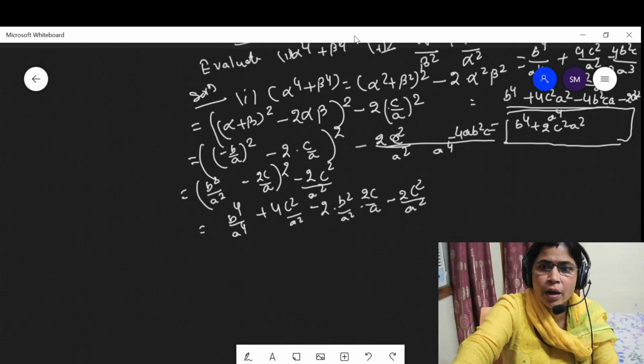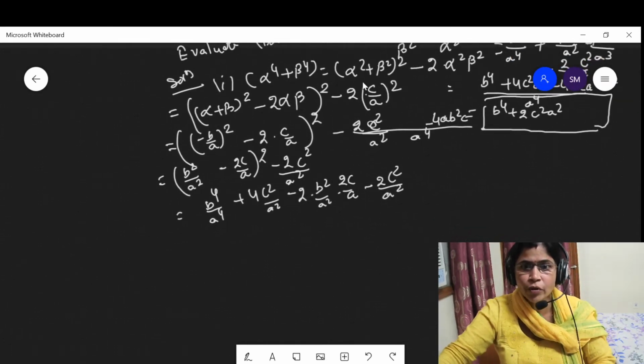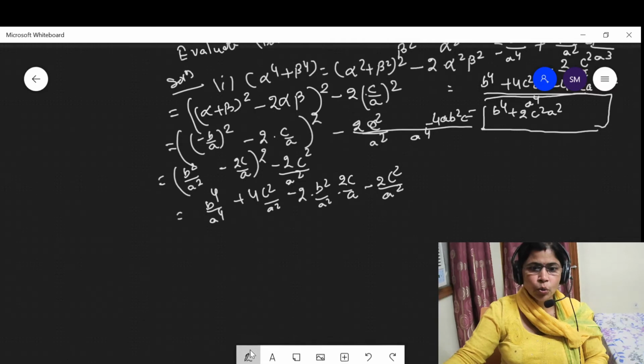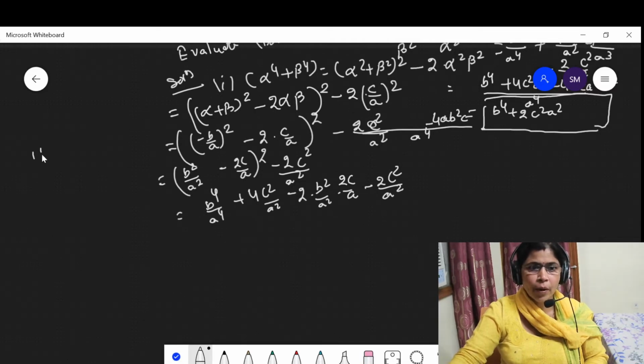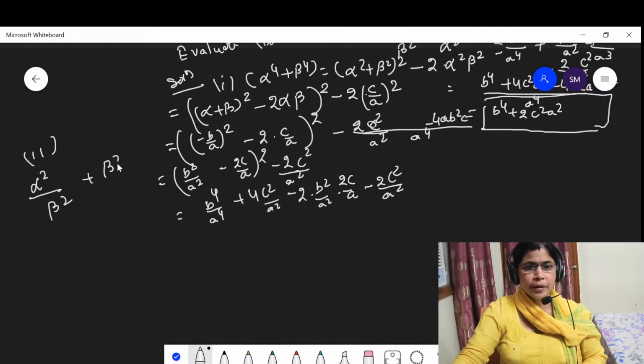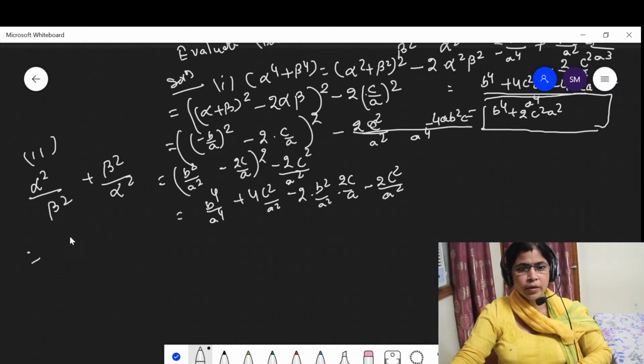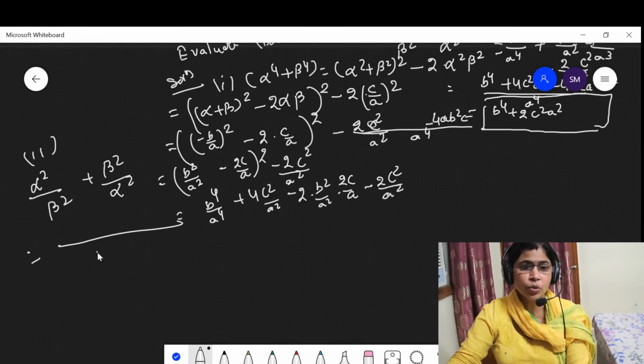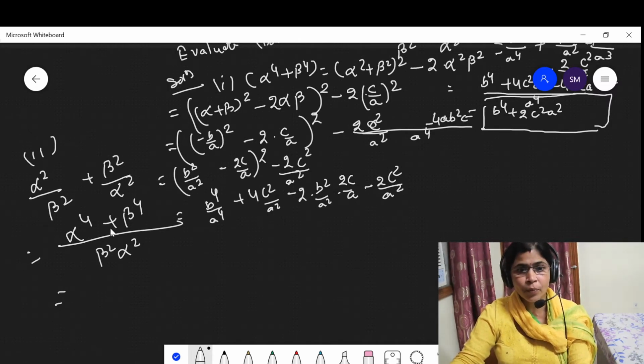And I have to derive the value of part 2. Part 2 says: find the value of alpha square upon beta square plus beta square upon alpha square. Here alpha square beta square is the LCM, and the numerator will be alpha fourth plus beta fourth. Then in place of alpha fourth plus beta fourth, I can put this value.